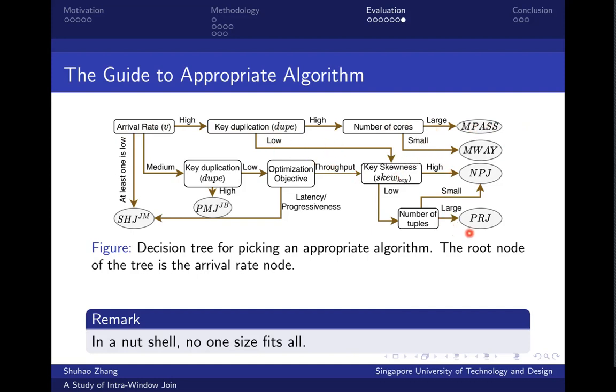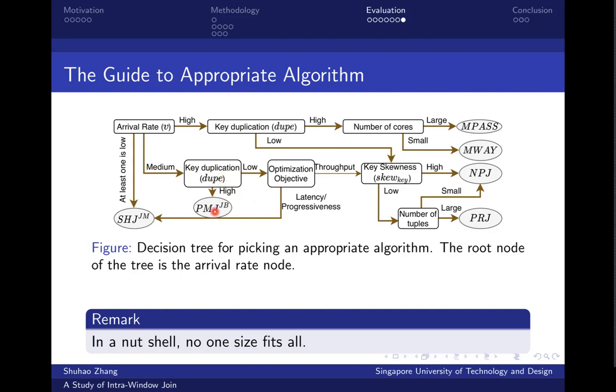non-partition join and parallel radix join are more effective, and parallel radix join performs better when key duplication is low and the number of tuples to join is large. Second, when arrival rates are medium, progressive merge join with join-by-clique partition scheme performs the best in terms of all three performance metrics for handling high key duplication workload.